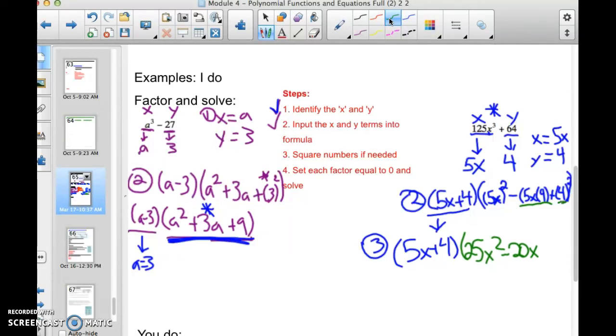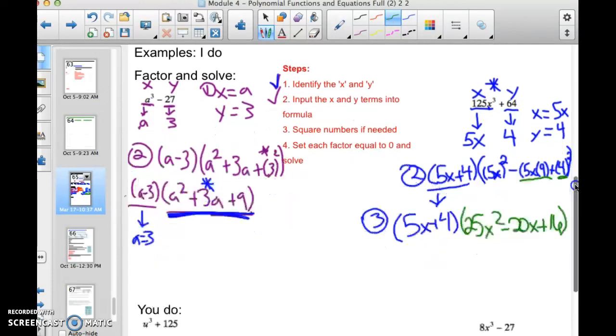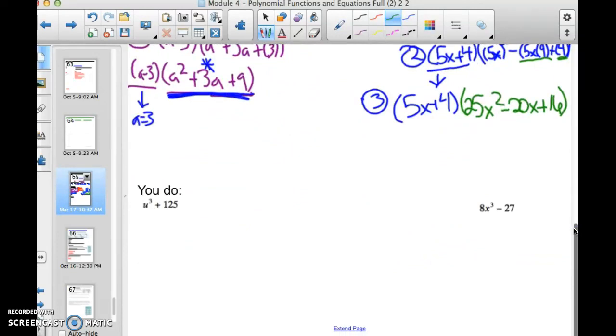And then this math, 4 squared is plus 16. And now I am done. I have factored it, all right? But in order to go as far as solving it, I would have to set each factor equal to 0 and solve, okay?